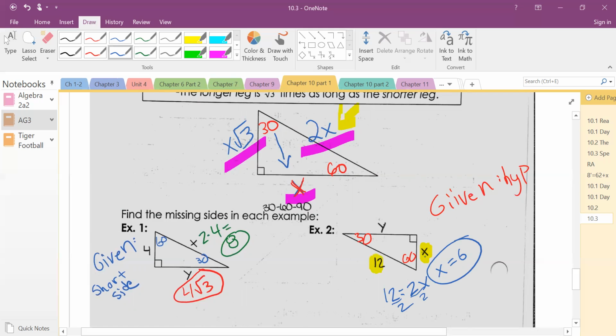Okay, now y is going to be easy, right? We know y is root 3 times the shortest leg. Well, we just solved for the shortest leg. The shortest leg is 6. Root 3 times 6 is 6 root 3.